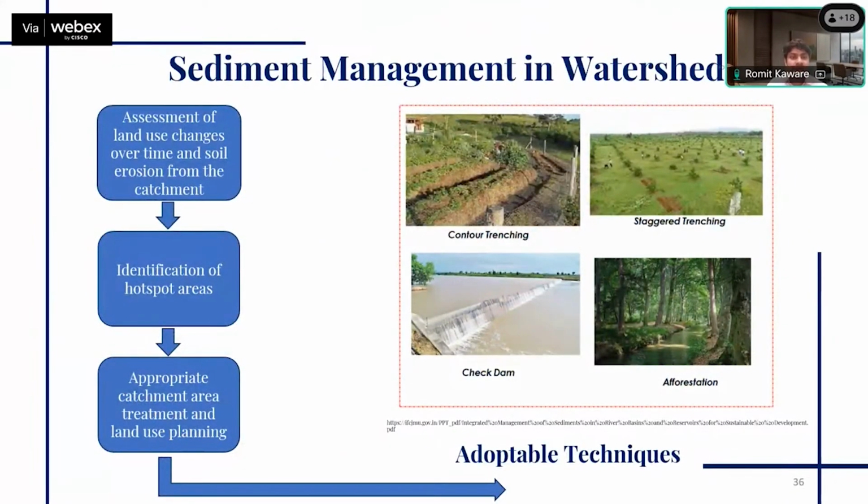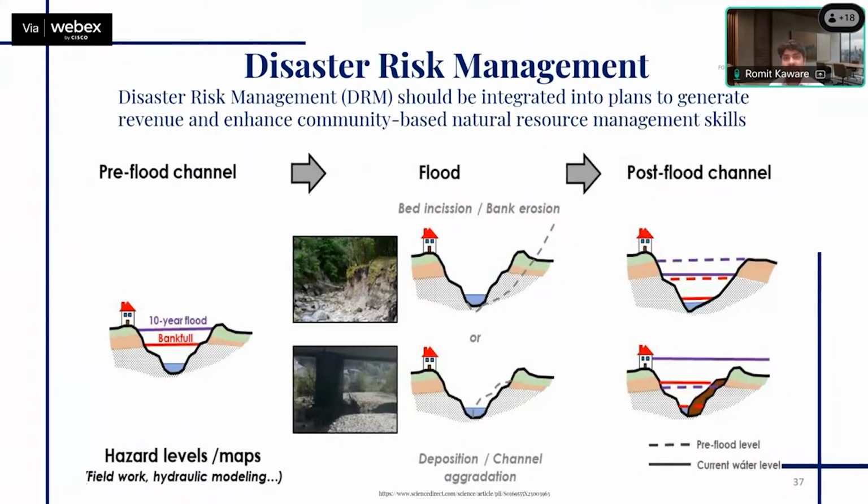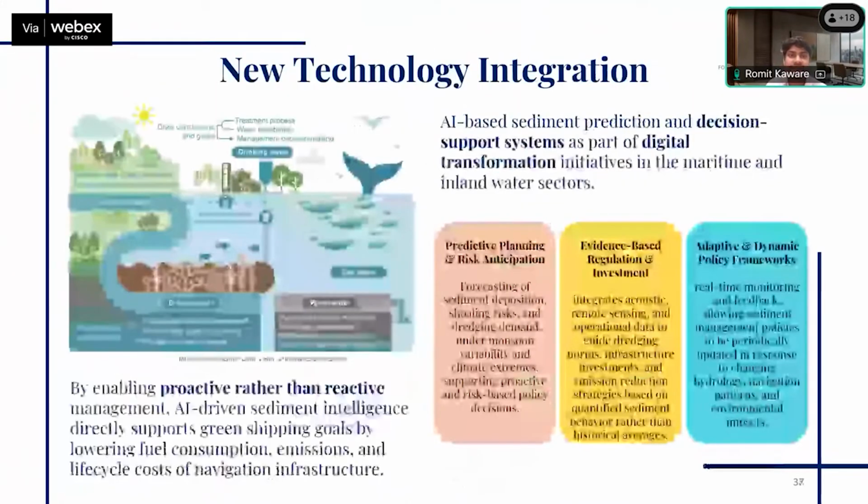So the sediments can be used again. This also has proper applications in disaster risk management as well. If we are able to have a proper idea of the pre-flood level and the post-flood level, we can integrate these various sediment parameters and the flood levels within the disaster management plans itself.